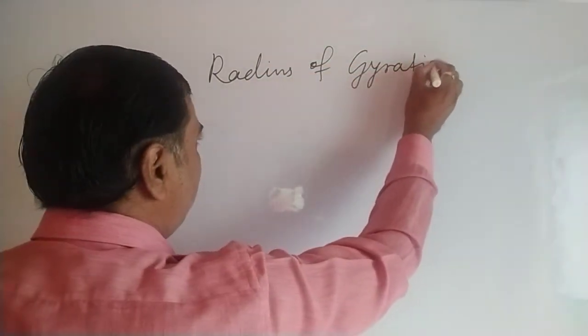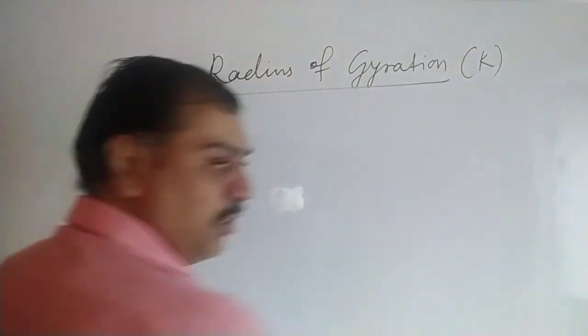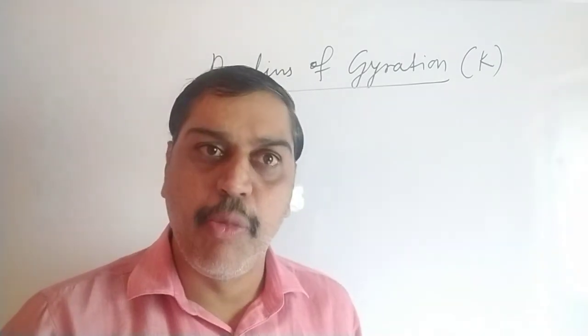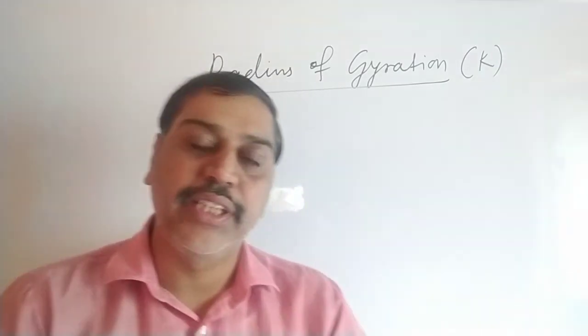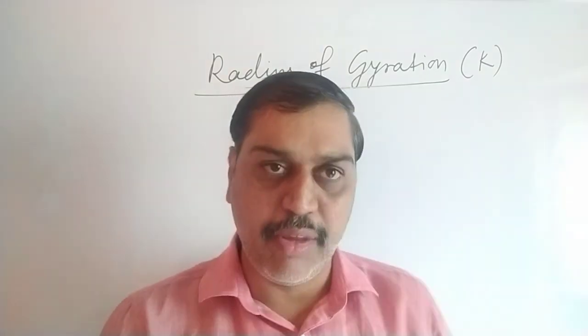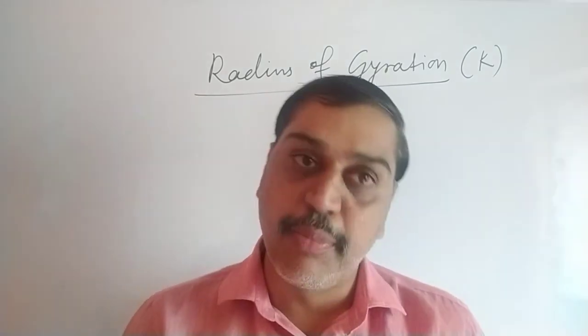So let's start with radius of gyration, and this radius of gyration is represented by the letter K. Whenever we find the moment of inertia, before going into detail of this, we start with one of the best examples. The same thing is given in your book.